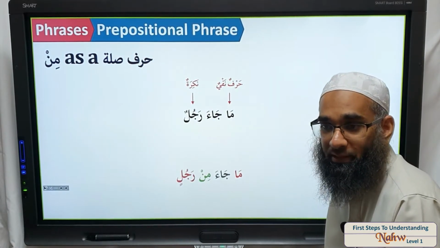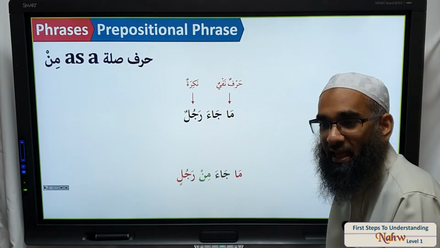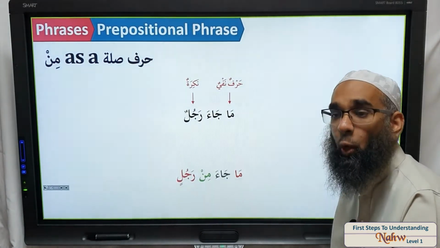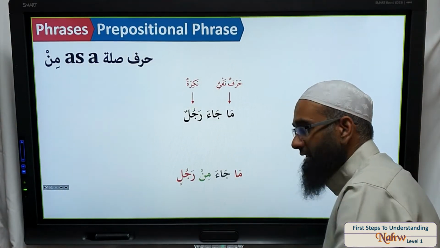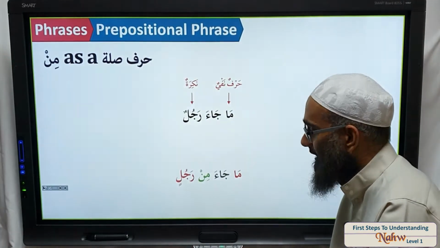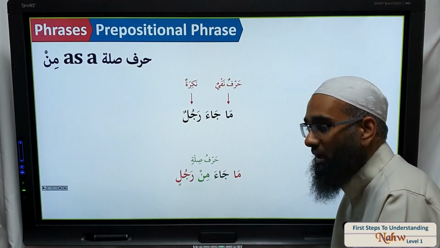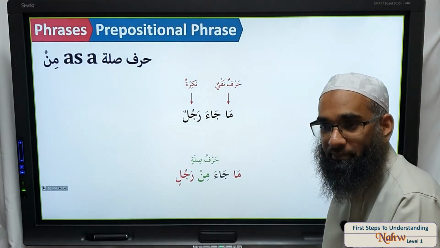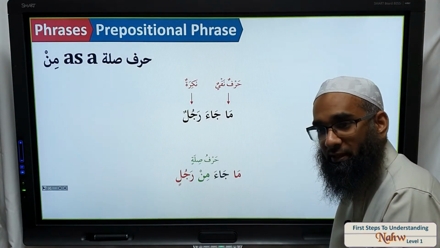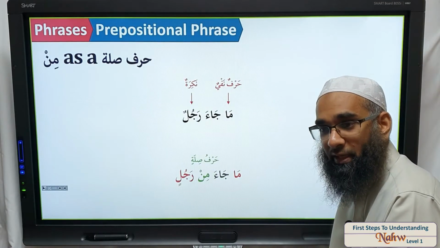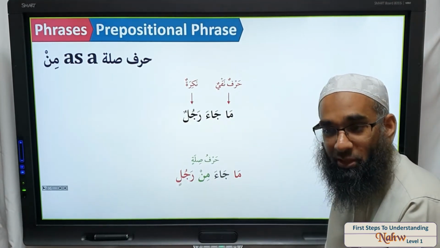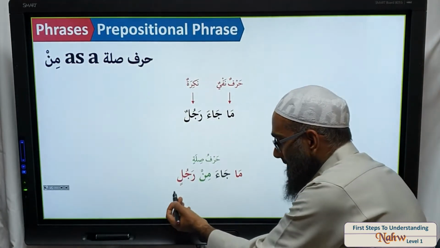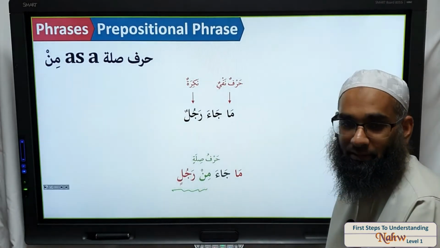And what happens? Emphasis. Any. A bit like la nafi jins, like any at all. So ma ja'a min rajulin. This min is what? Harf sila. So ma ja'a rajulun, a man did not come. Ma ja'a min rajulin, no man came. Yes? Ma ja'a min rajulin, nobody came. This is more emphatic. Do you understand?